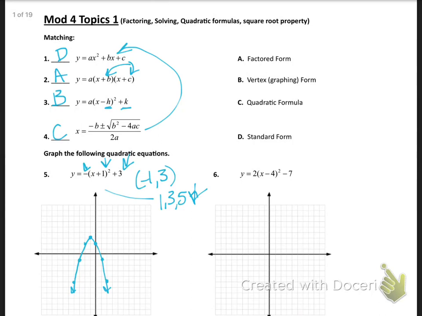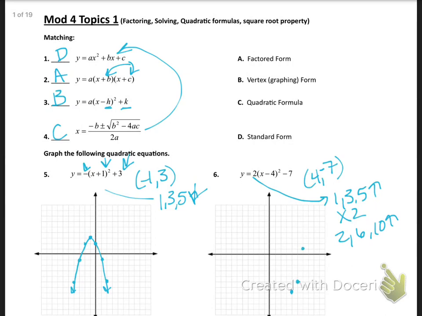Okay, the next one here, if I'm getting my vertex, we flip the guy on the inside, keep the other one normal. So 4, -7. So 1, 2, 3, 4, 1, 2, 3, 4, 5, 6, 7. Our normal 1, 3, 5 up is now going to be multiplied by 2. So 2, 6, 10 up. Or use your graphing calculator. So right 1, up 2, right 1, up 2, 3, 4, 5, 6. And then we have the mirror image across.